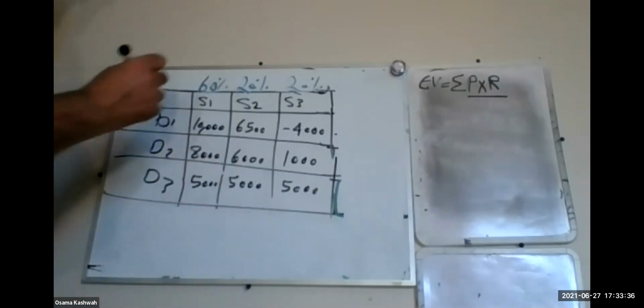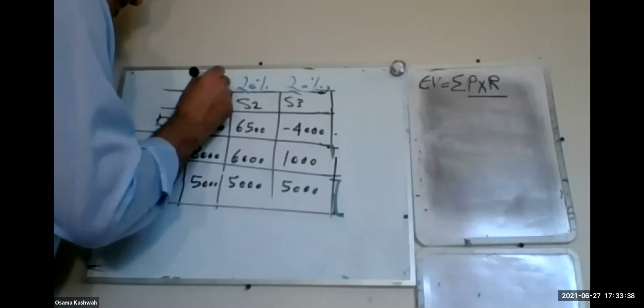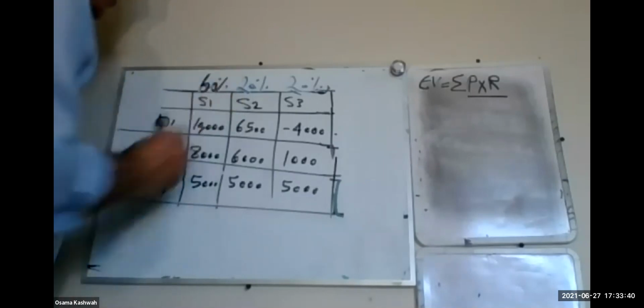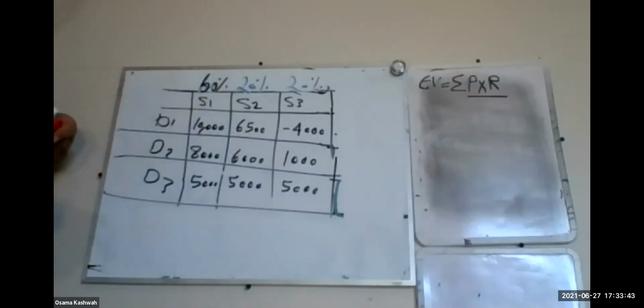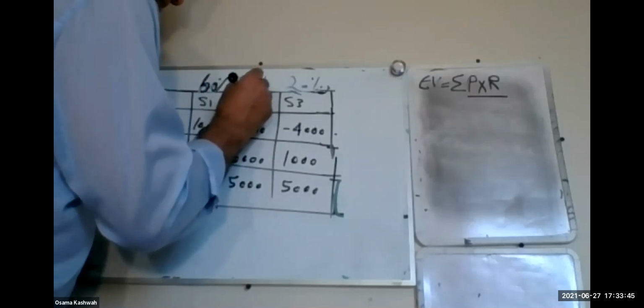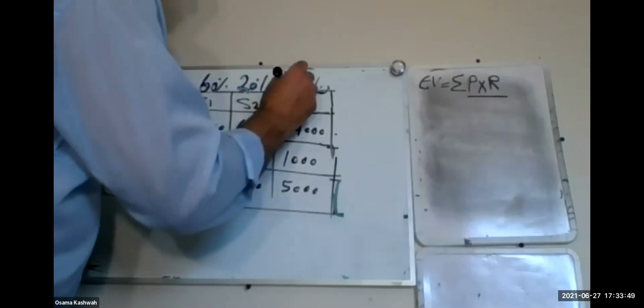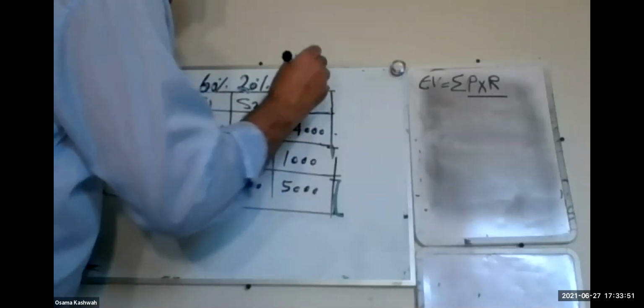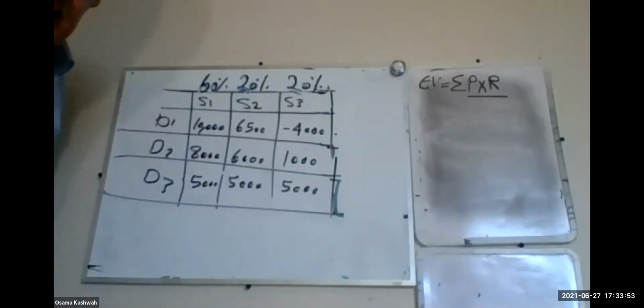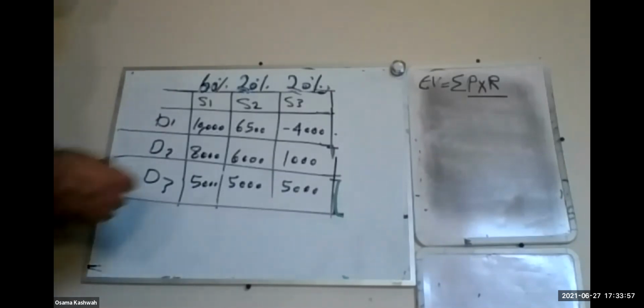With a black pen, here it is: 60% for S1, 20% for S2, and 20% for S3. I hope that is clear now. Okay, so how will I calculate?